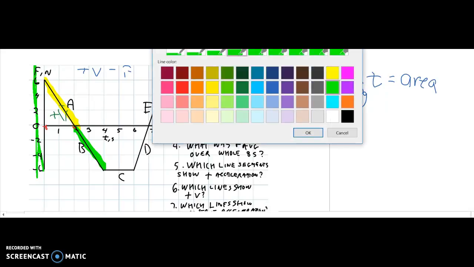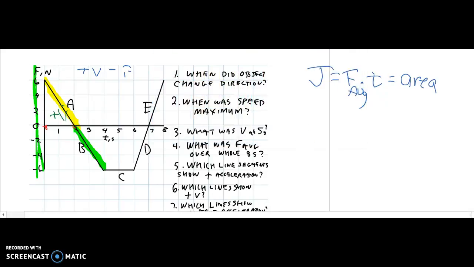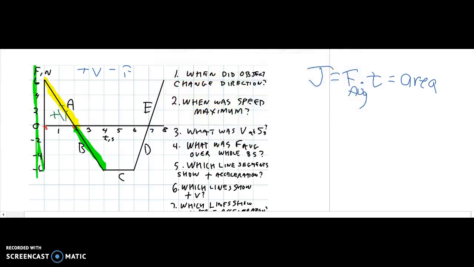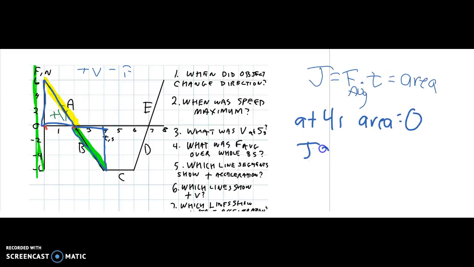Now, if I wanted to compare these, I could see that if I were to calculate the area of this shape, and I were to calculate the area of this shape, those are both the exact same. One is positive, one is negative. So if I added them up at 4 seconds, the area equals 0, which is the impulse. So the impulse equals 0, which equals M delta V.